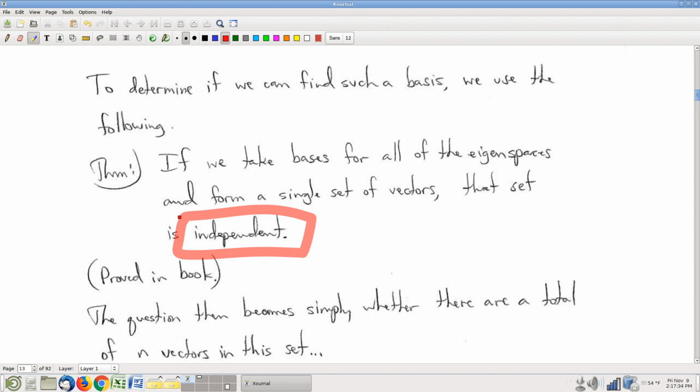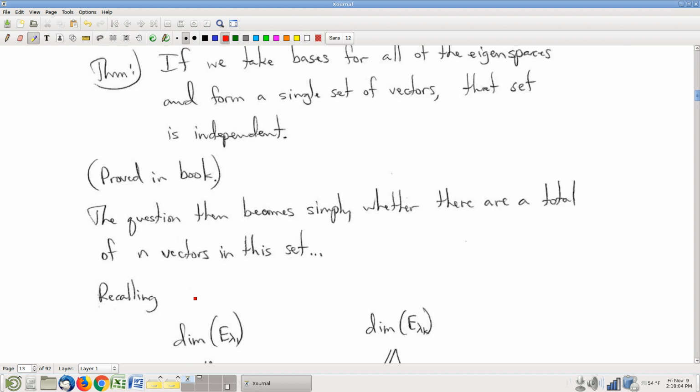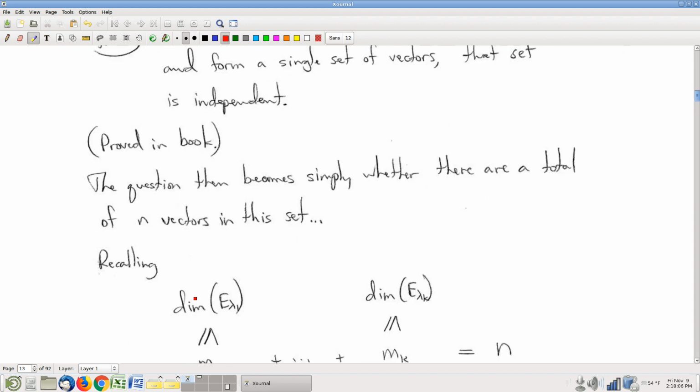It's not immediately obvious. The book gives a proof of this. You're not responsible for this proof. It's just details. If you're curious, you can totally read it. It's not a hard proof. But punchline, this never is a problem. If you find a basis of eigenvectors for one eigenvalue, another basis of eigenvectors for a different eigenvalue, when you bring them all together, always independent. No problem along those lines will ever happen. Okay, so independence is not a problem.